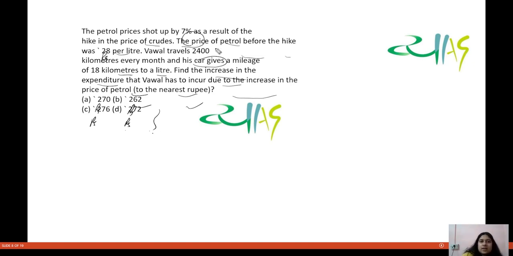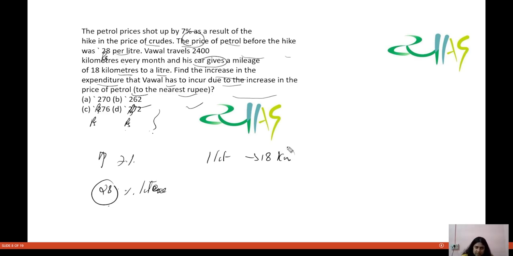Now see what is given in the question: price of petrol is hiked 7% as a result of hike in the price of crude. The price of petrol before the hike is 28 per liter. Now, Vowel travels 2,400 kilometers every month and his car gives a mileage of 18 kilometers to a liter. So in 1 liter, he is traveling how much? 18 kilometers. So if he takes 1 liter for 18 kilometers, how much fuel will he take in 2,400 kilometers?